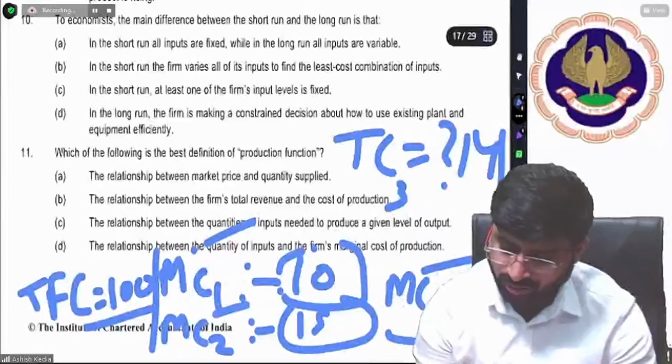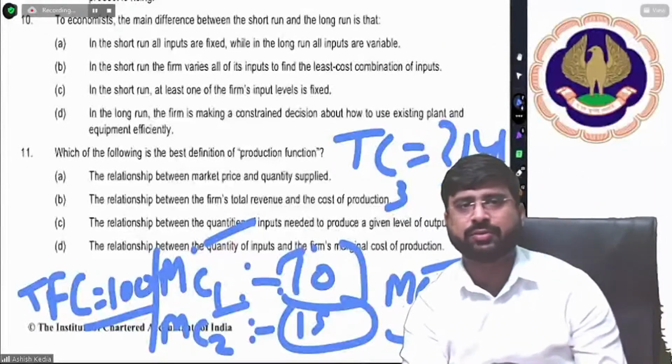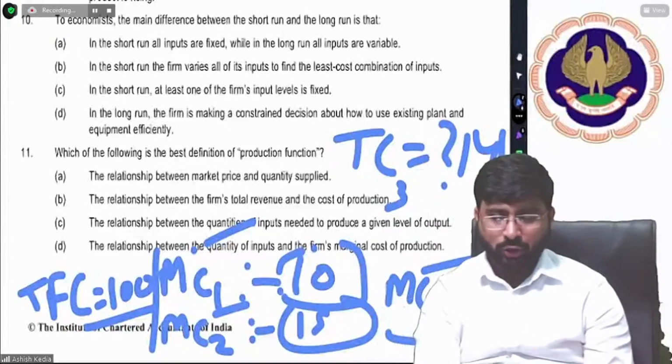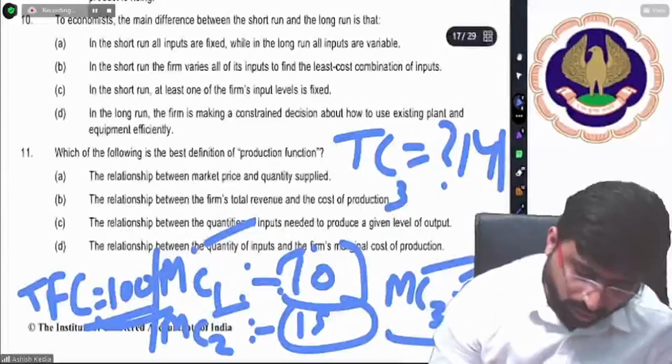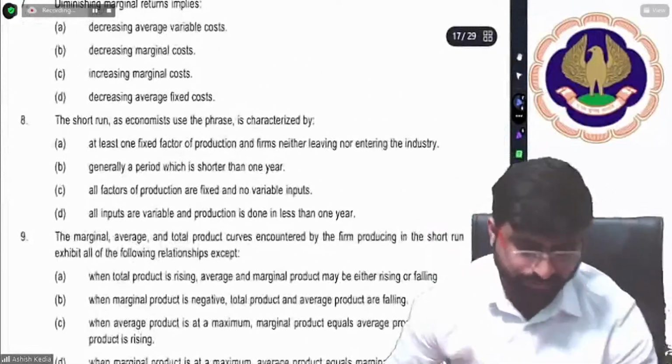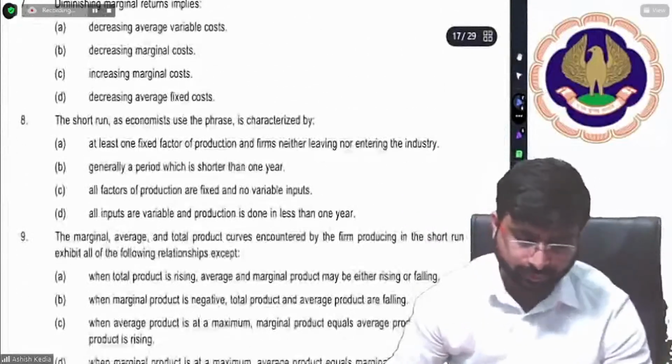MC3 was 16, right? So when you add all the 3 MCs, that is 10, 15, and 16, as you see here, you get 41, and TFC was 100. So 141 is your answer. Okay. Next one.